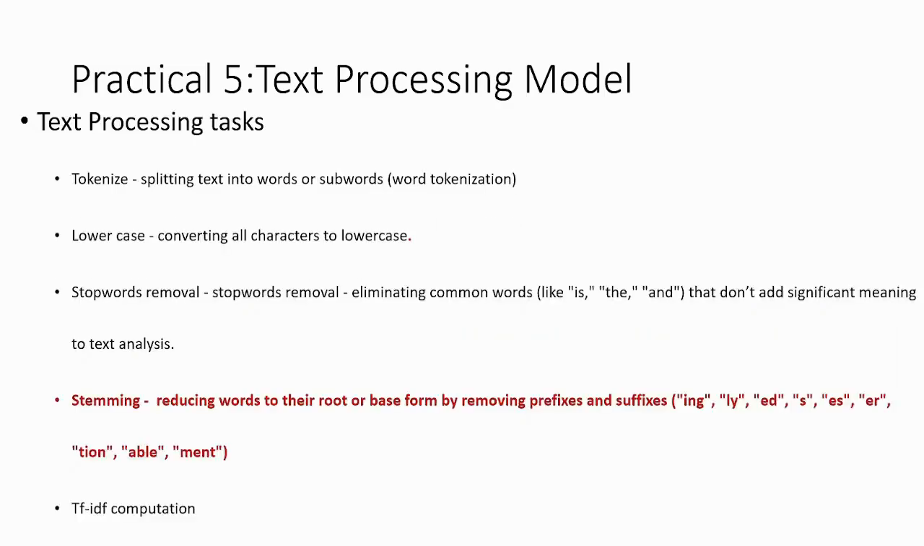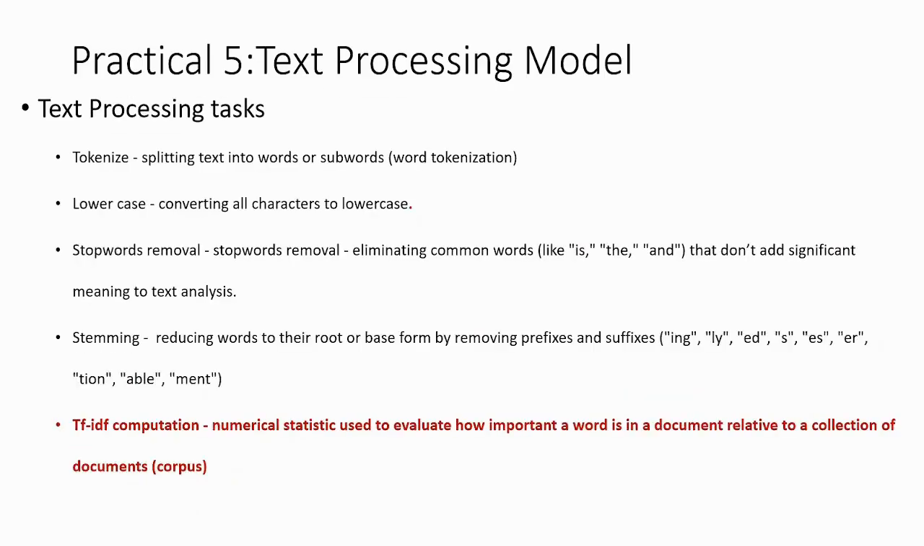The next process is stemming. We are reducing the words to their root so that we can have a base form of the word to be taken up for the retrieval process. In this we just remove the prefix as well as the suffix. For example, ing and ly are some of the suffixes that can be removed to identify the root word for the process.